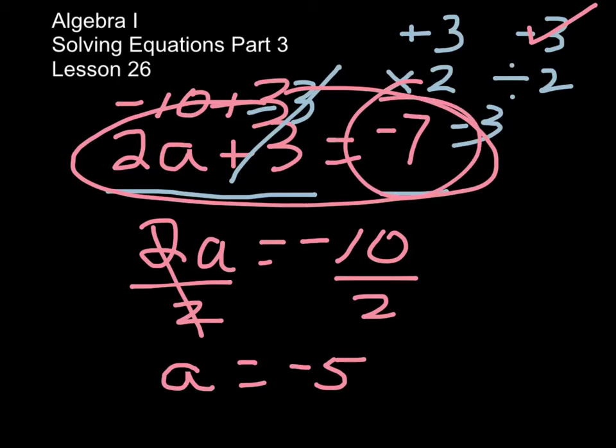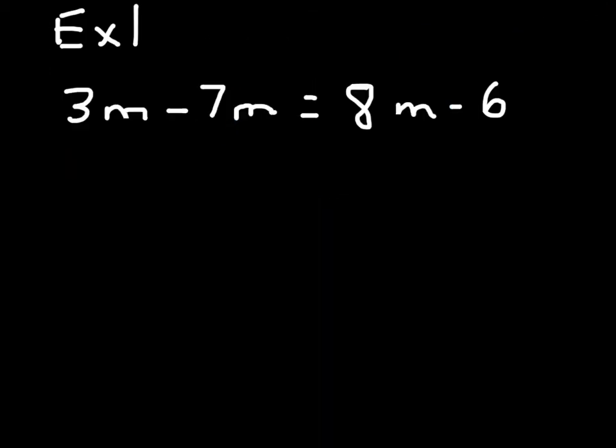Now, let's take a look at really where this lesson's going. In our first example, we have 3m minus 7m equals 8m minus 6. Now, there's something that I emphasized on the previous screen. On the left side of the equal sign, are there any like terms? And there are, because there's two terms, and both those terms have the same combination of letters. Both of them have an m in it.